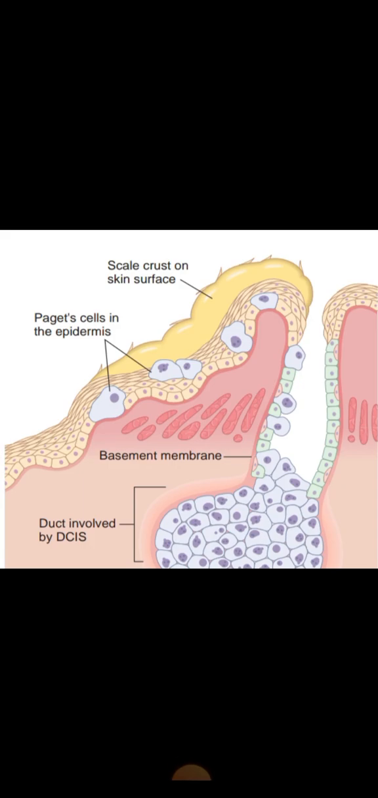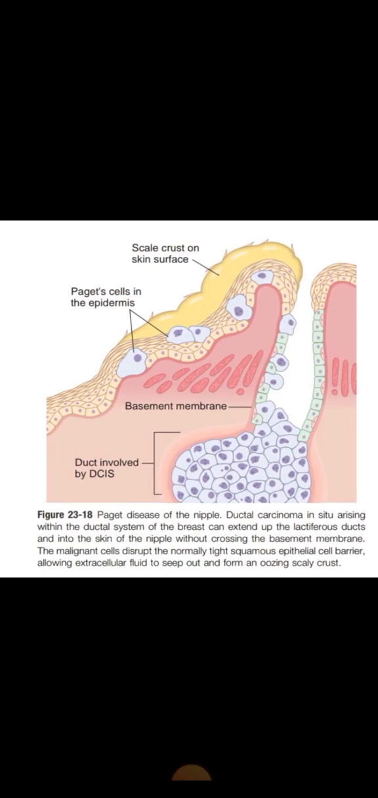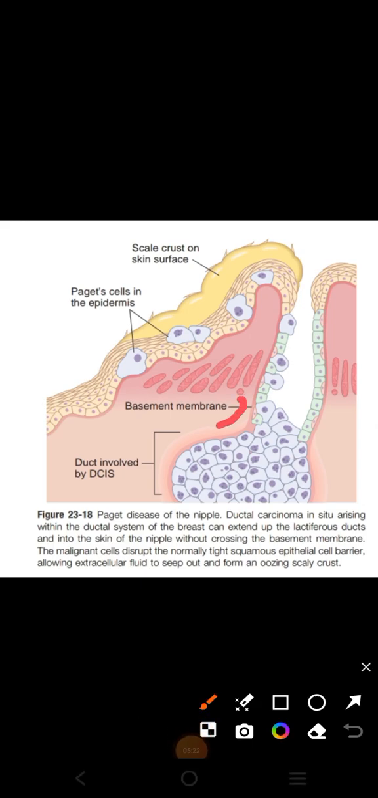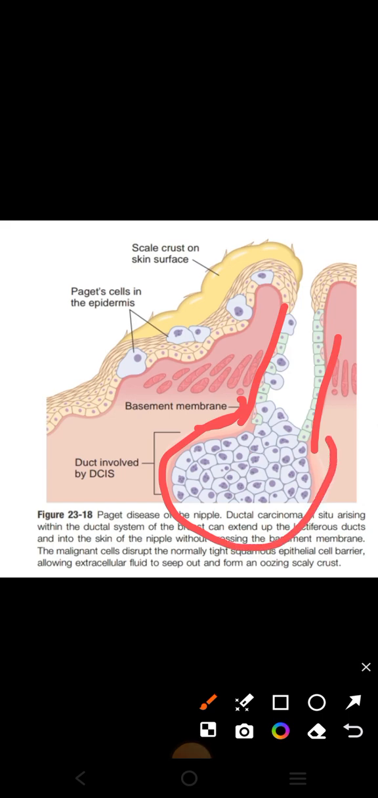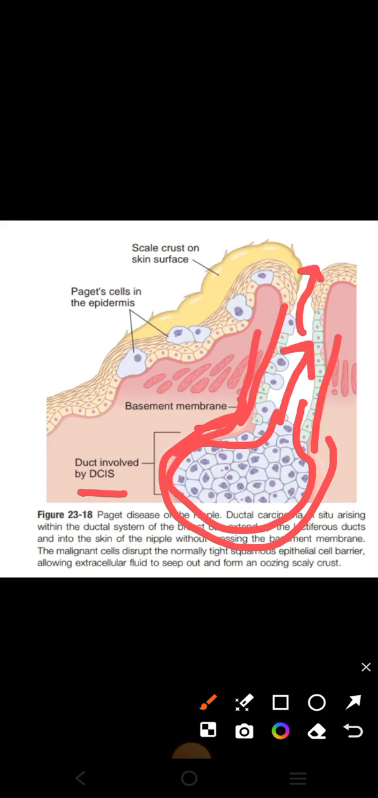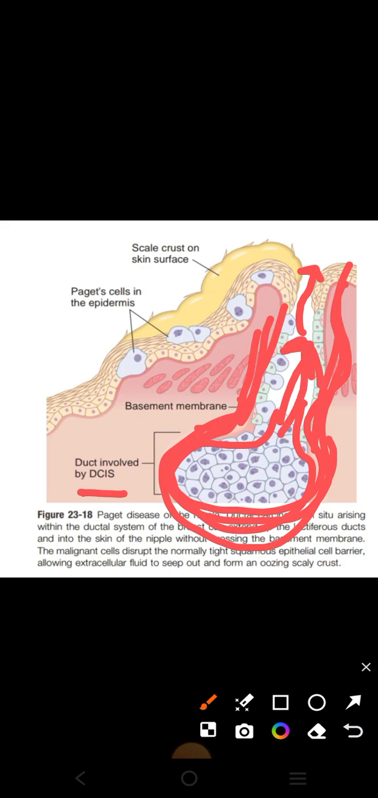What is Paget's disease of the breast? As you can see in this picture, this is the lactiferous duct, and here is the lobule. Whether it is ductal carcinoma in situ or lobular carcinoma in situ, the cancer cells start spreading into this lactiferous duct without crossing the basement membrane. These cells are not invading the basement membrane. By remaining inside it, they spread towards the lactiferous duct, and from there they reach the epidermis, and they can be seen here in light blue color.